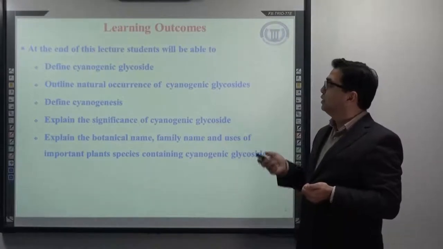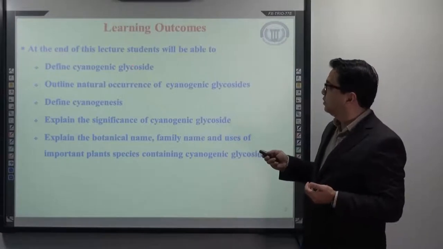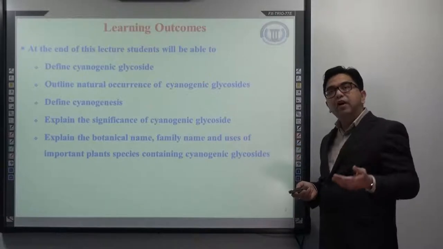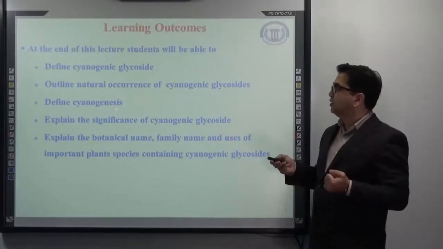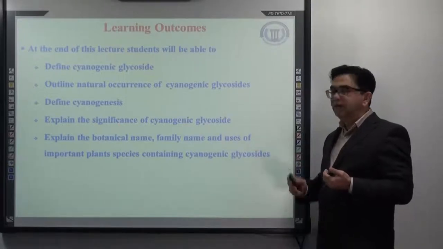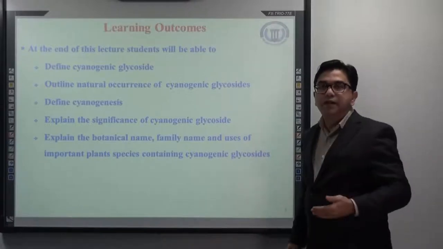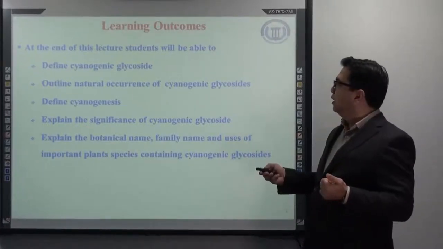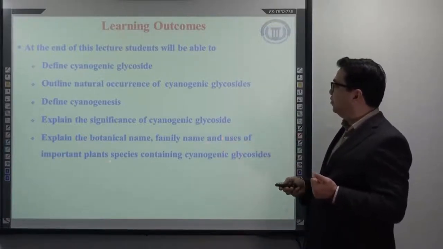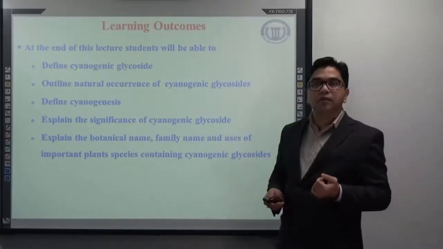At the end of this lecture, in fact the whole chapter, you will be able to define cyanogenic glycoside, outline natural occurrence of cyanogenic glycoside, define a process known as cyanogenesis, and also explain the significance of cyanogenic glycosides: why we are studying this, what is their role in plant as well as human body. And also you will be able to explain the botanical name, family name, and uses of important plant species that contain cyanogenic glycosides.